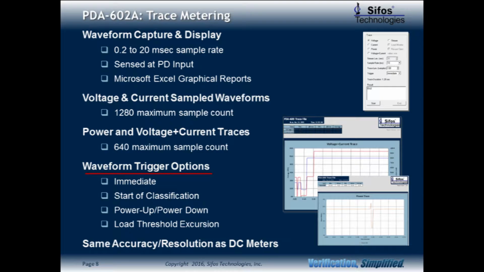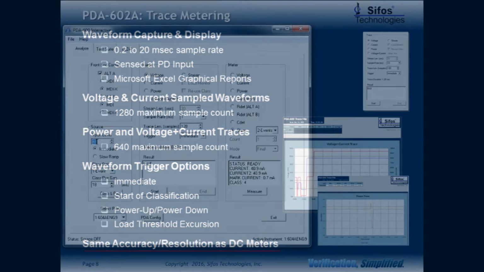Waveform traces may be immediately triggered from software, or they can be triggered by hardware events such as start of PD classification, power up, power down, and upon load current or load power excursions beyond a user-specified threshold. Waveform measurements are performed with the same accuracy and resolution as DC meter measurements.